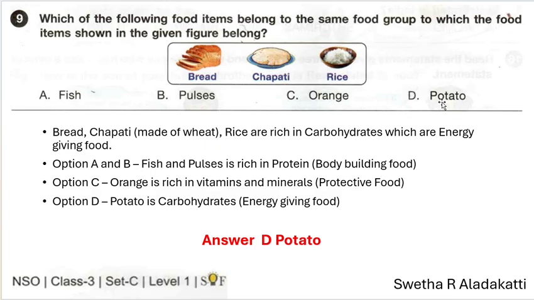Option D is a potato. Potato is one of the very few vegetables, like sweet potato, that are rich in carbohydrates. They are energy giving food. So their food group given here also is an energy giving food. So potato, we go with option D, energy giving food.